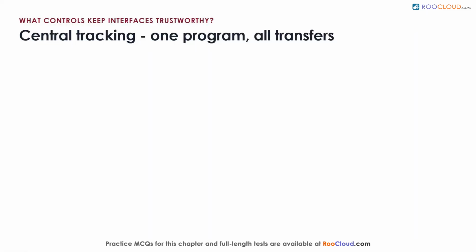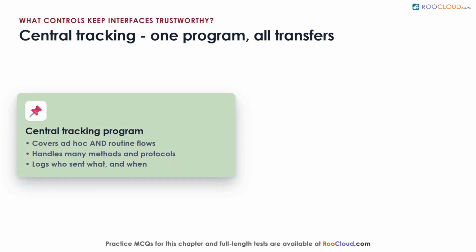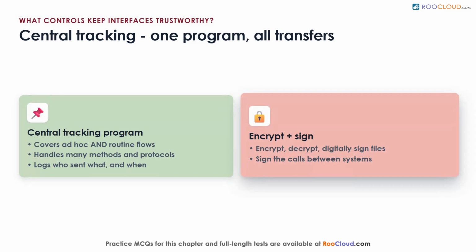So what controls keep interfaces trustworthy? Start with one central program that tracks every transfer. That includes ad hoc ones, not just the routine flows. It should handle many transfer methods and protocols. It should encrypt, decrypt, and digitally sign files and the calls between systems. And it should log who sent what and when.